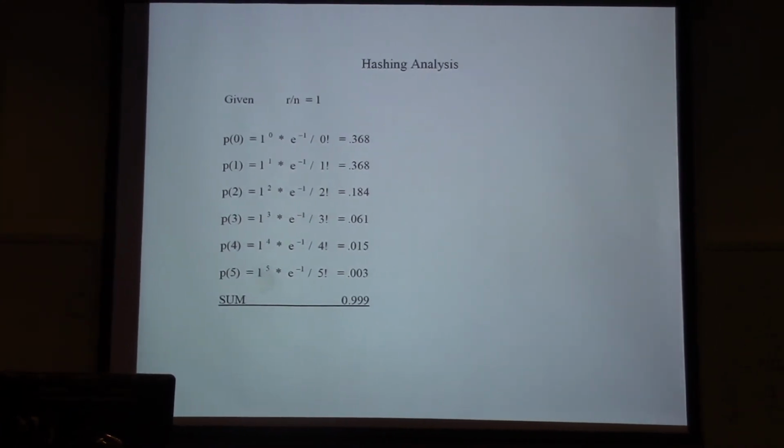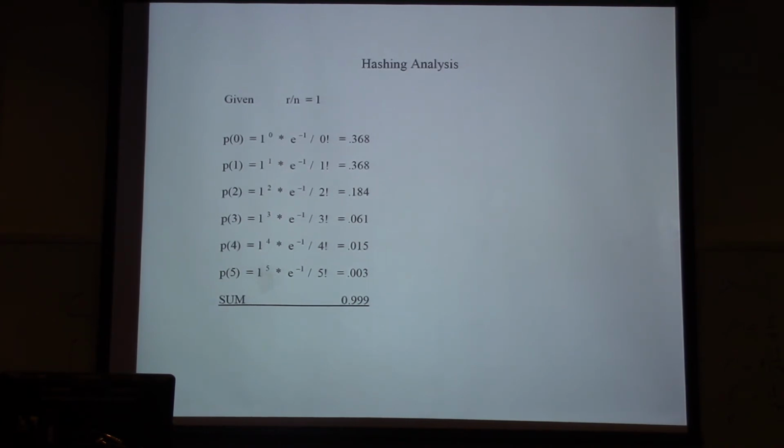How many records will hash to two slots? Or how many slots will have two records hashed to them? Put it that way. The answer is 368. And how many slots will have three records hashed to them? 183.